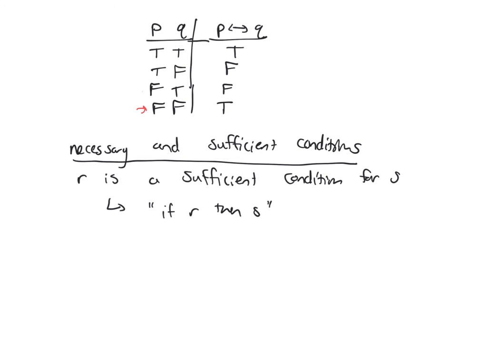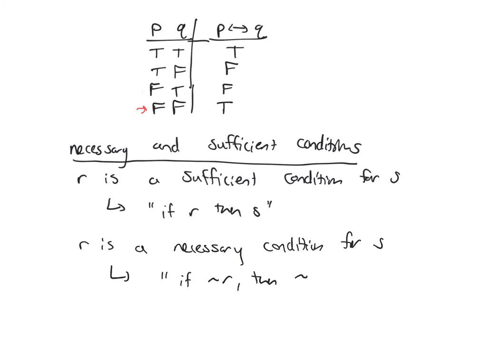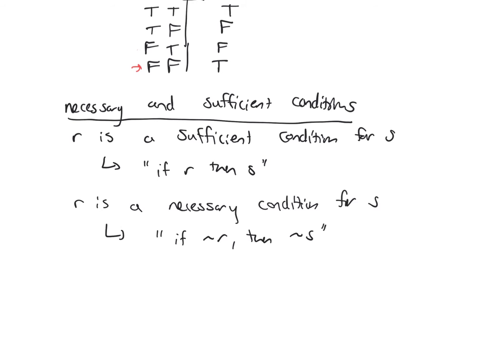If you see R is a necessary condition, what this means in terms of a conditional statement is if not R, then not S. You can also think about this necessary condition with the negation of this. So another way to think about it is if I negate this last version, you flip them and negate them. So it becomes if S, then R.